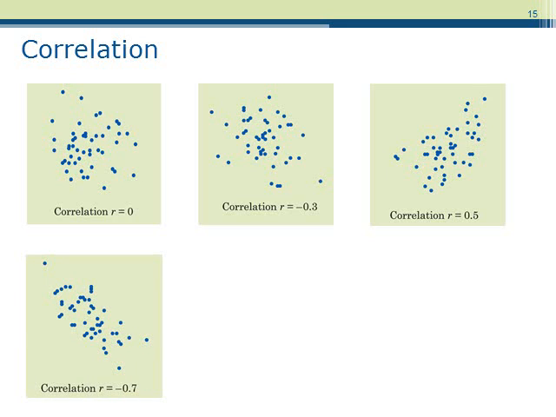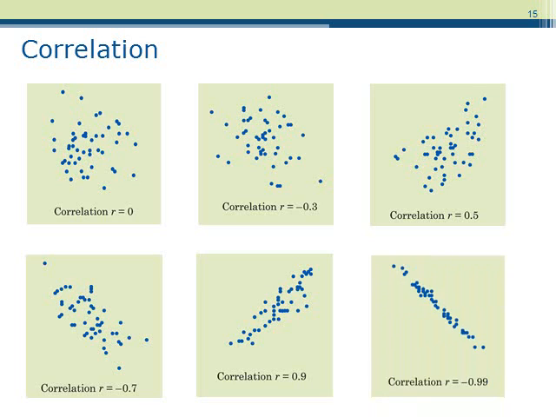In the fourth scatter plot, the points show a fairly strong negative association, and the correlation is -0.7. In the fifth scatter plot, the correlation is 0.9. The data points show a strong positive association. Finally, the correlation is -0.99 in the last scatter plot. The points are almost all on the same line. These data show a very strong negative association.